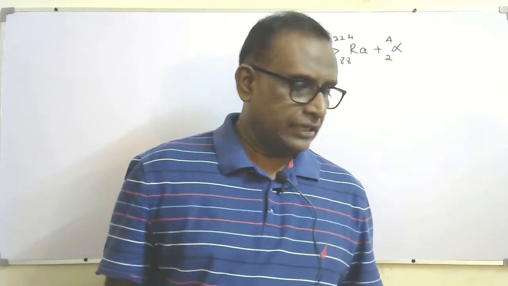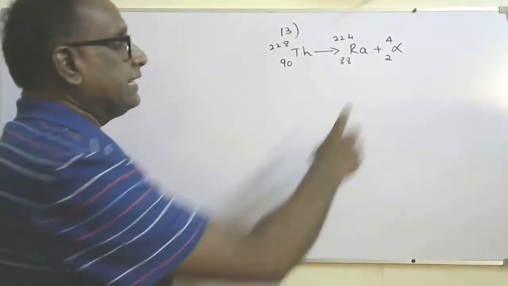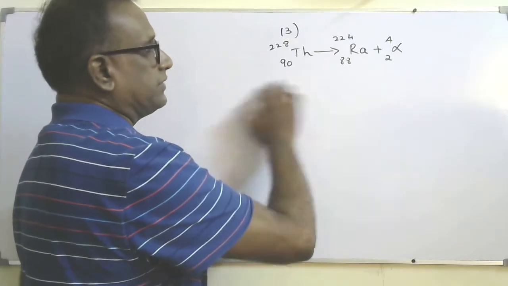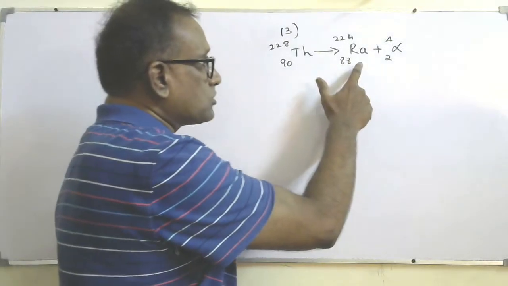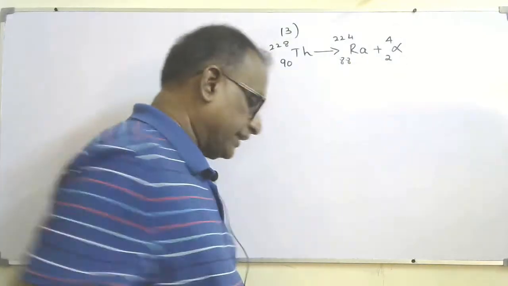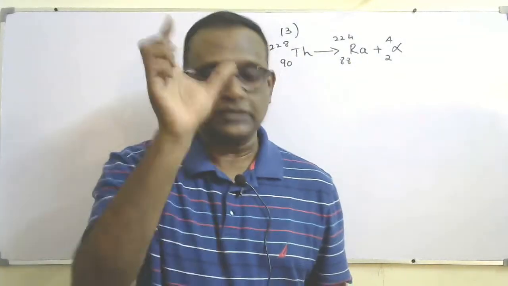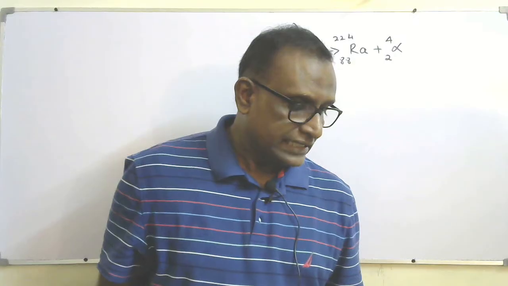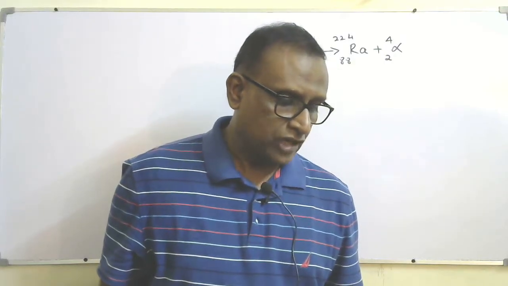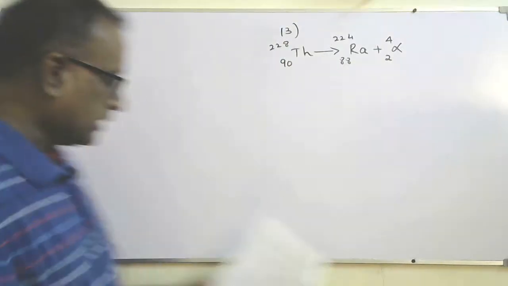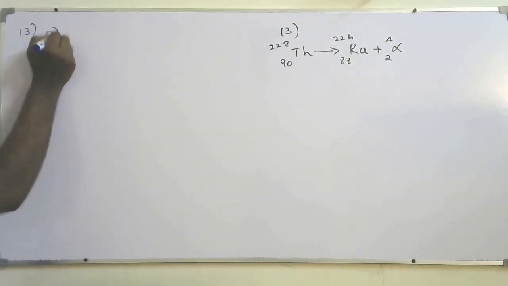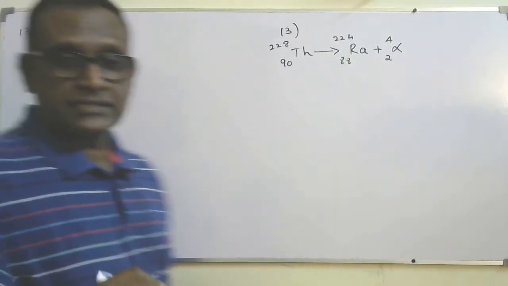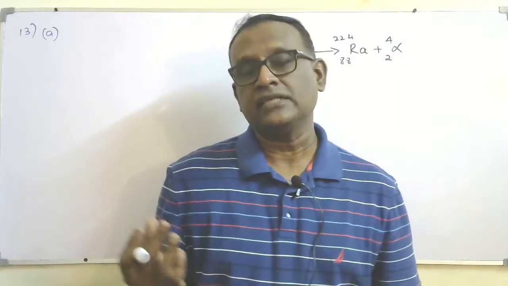Okay, so question number 13, alpha decay of thorium is given like this. The masses of thorium, radium and alpha are given in unified atomic mass units in the table format. Show that the energy released in the decay is about 5.5 mega electron volt. So we can do A part, question number 13, A part. We need to find the mass deficit or mass defect.